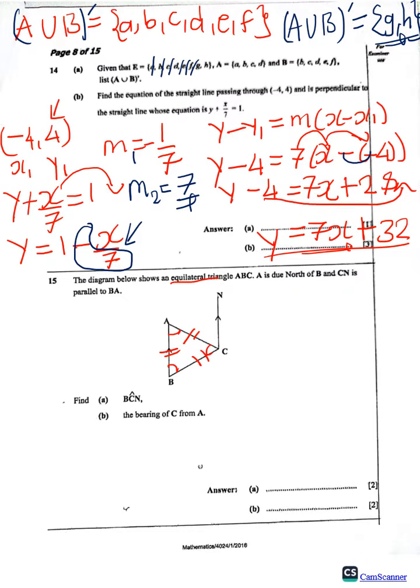So the angles are equal in an equilateral triangle. So here we have a 60, then also 60, and also here 60. Now what we are going to do is we need to extend. So we are going to draw an extension line here. So we indicate north. Also we need to extend here, and also we extend.